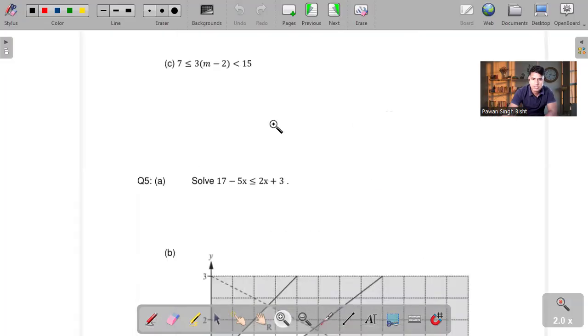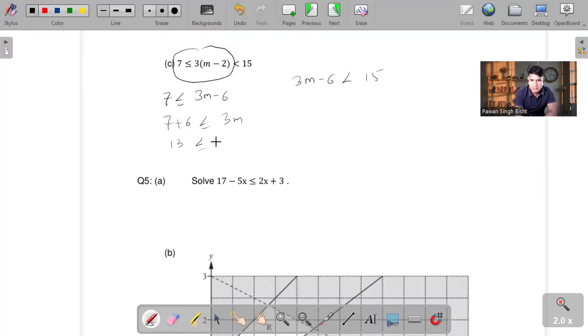Next, question number 7. The C part is also there for this question. So the C part is 7 less than or equal to 3m - 2 less than 15. So first again we solve the left part. So 7 less than or equal to, multiply 3 in the bracket, 3m - 6, and the second part, 3m - 6 less than 15. 6 go that side, 7 plus 6 is 13. So m is greater than or equal to 13 upon 3, and this go that side, 15 plus 6 is 21. So m will be less than 7.